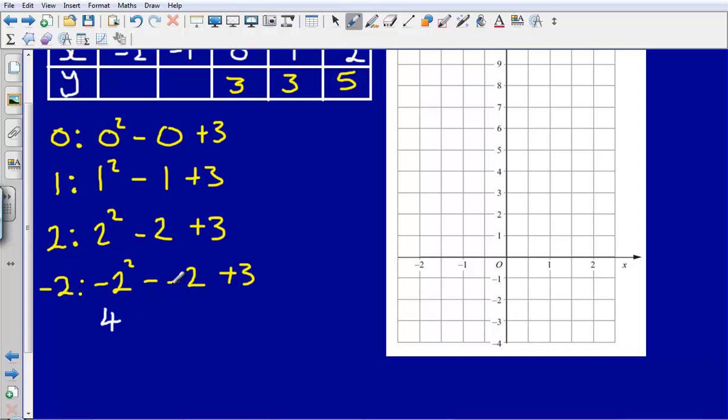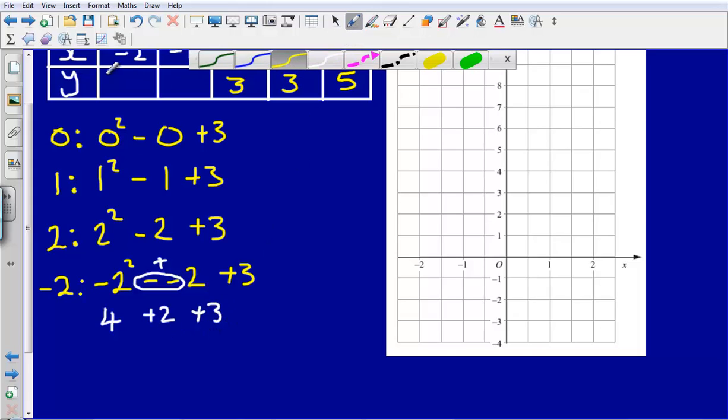Then we've got minus minus 2. Now if we have two negative numbers next to each other, we can think of that as being a positive. So what we then have is 4 plus 2 plus 3. So our value for minus 2 is going to be 4 plus 2 plus 3, which gives us 9.